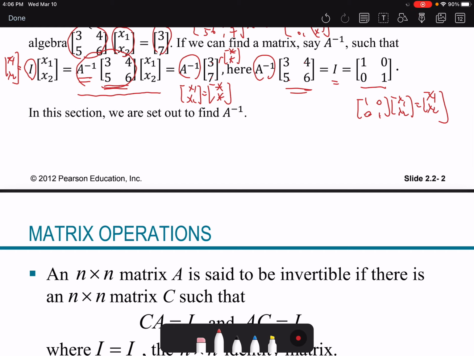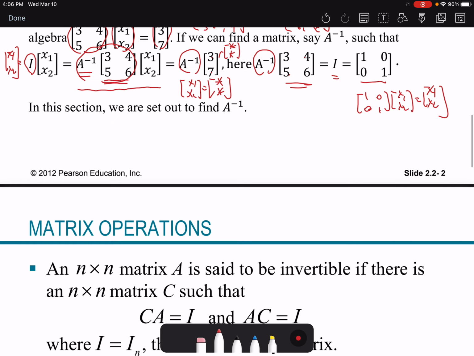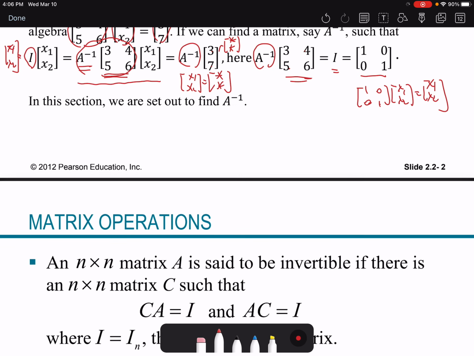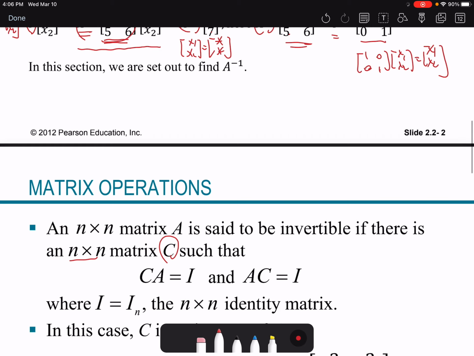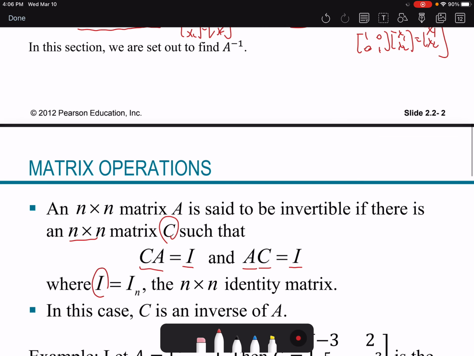All right, so in order to have an inverse matrix, it has to be a square matrix, so it's n by n. You cannot have a 2x3 or 3x2. You have to be either 2x2 or 3x3. An n by n matrix A is said to be invertible if there is an n by n matrix C such that C times A equals the identity matrix, or A times C equals the identity matrix. The identity matrix is simply 1 on the diagonal and 0 everywhere else.